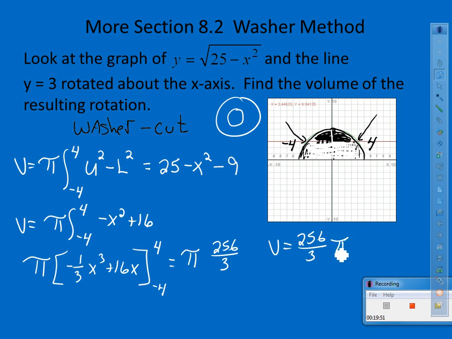Okay, and that's called the washer method. You'll recognize the washer method because there's two graphs to work with. You're not bounded by the x-axis, and there's going to be a hole cut in there.